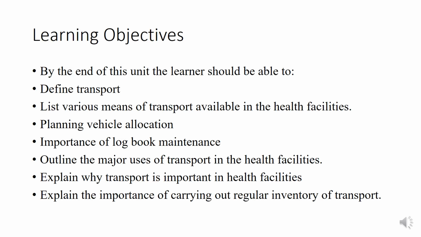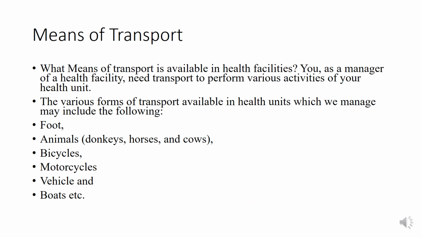Our learning objectives, as you can see, are that by the end of this unit, you should be able to: 1. Define transport, list the various means of transport available in health facilities, plan vehicle allocation, understand the logbook and why it is important, outline the major uses of transport in the health facility, explain why transport is important in health facilities, and lastly, the importance of carrying out regular inventory of transport.